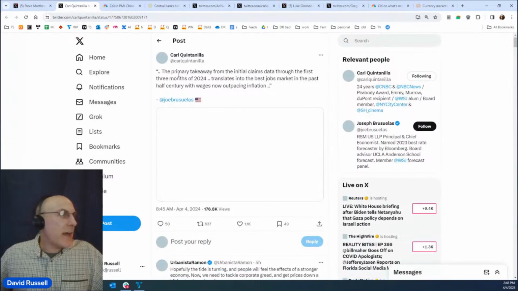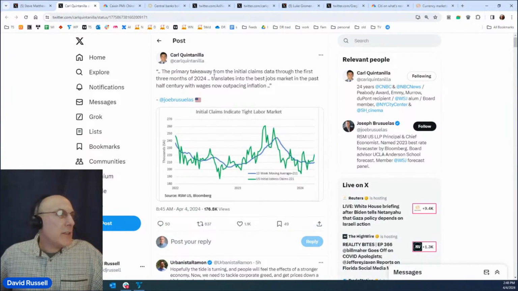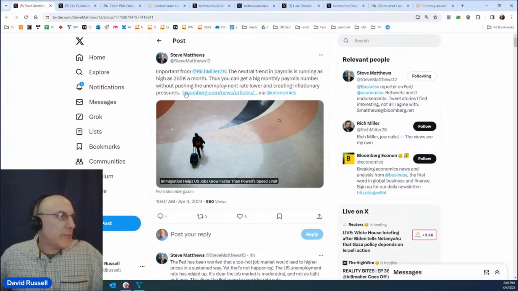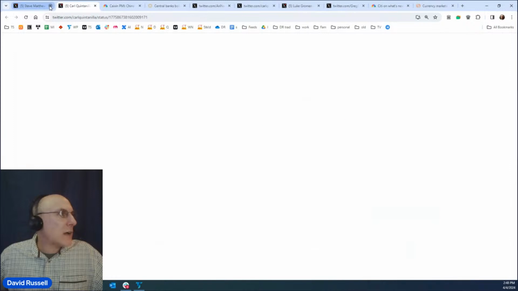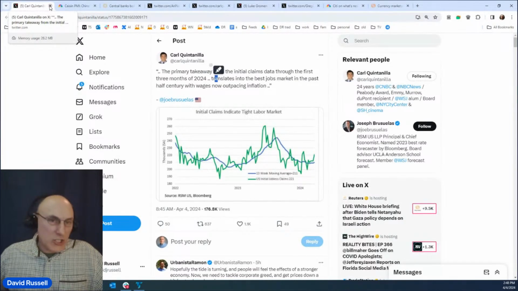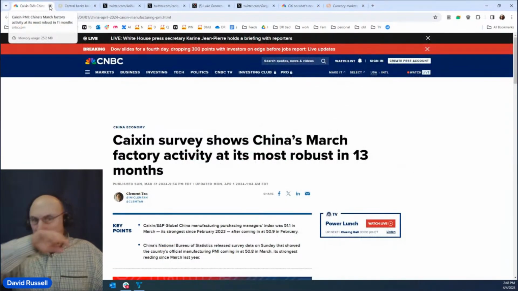This article said that the initial jobless claims show the best job market in a half century, with wages outpacing inflation. And this piece from Steve Matthews at Bloomberg basically said that we can get big payroll gains without pushing unemployment lower and creating inflationary pressure. So this is a Bloomberg economics piece. Again, these guys are kind of echoing what we would see. I think he's one of their economy reporters or columnists. So again, we're just seeing the same sort of Goldilocks narrative emerging.